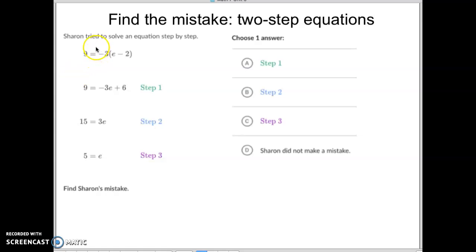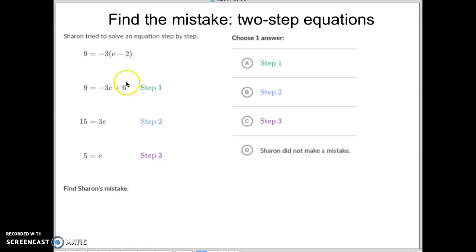See, in this case, it looks like their first step is that they distributed. So they multiplied the negative 3 times e. Does that equal negative 3e? Yeah, it does. How about negative 3 times negative 2? Does that equal positive 6? Yes, it does. So it looks like step 1 is just fine.